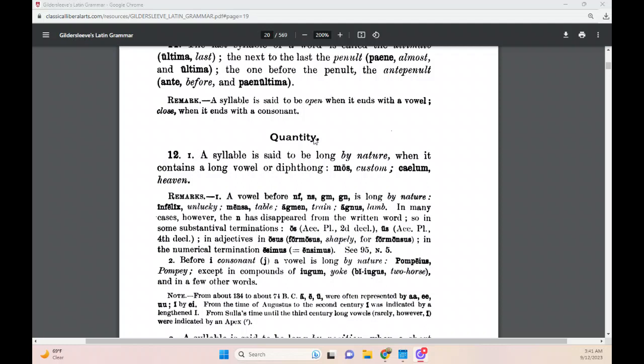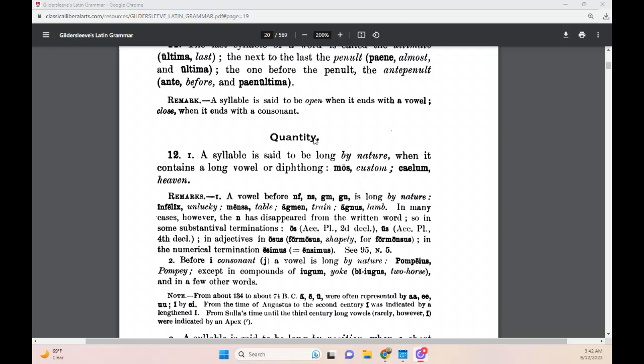In Lesson 7, we studied the syllable. We learned how to divide a word into syllables, and we learned the names of the last 3 syllables of Latin words. In this lesson, we're going to learn about the quantity or the length of syllables. So the question is, how can we tell if a syllable is long or short?